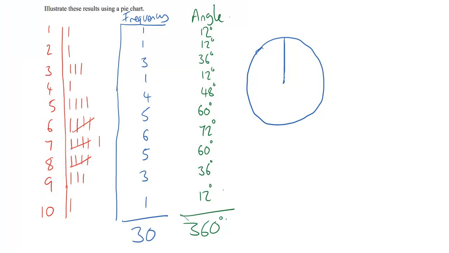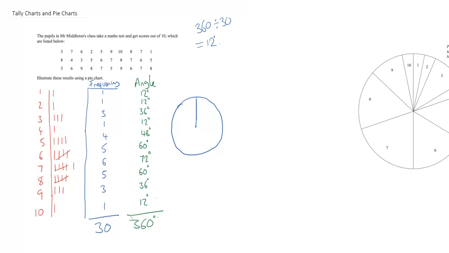So that's the hard bit done. That's the math done. We get that frequency total, we divide it into 360, and we then start multiplying to get these angles.